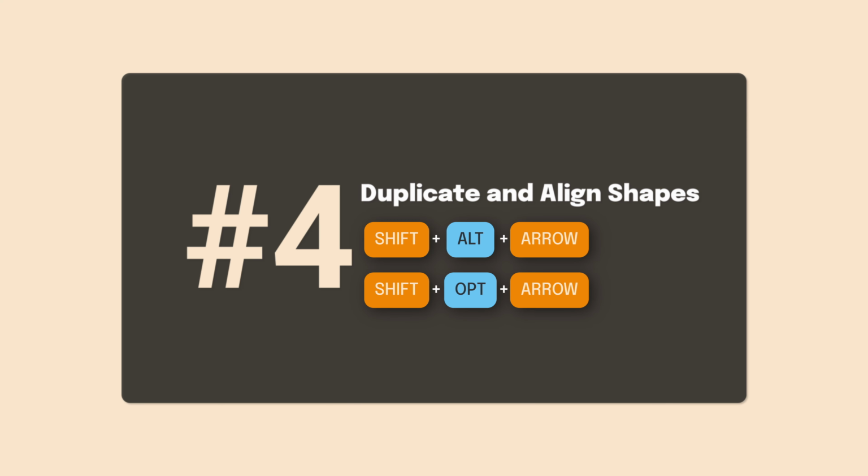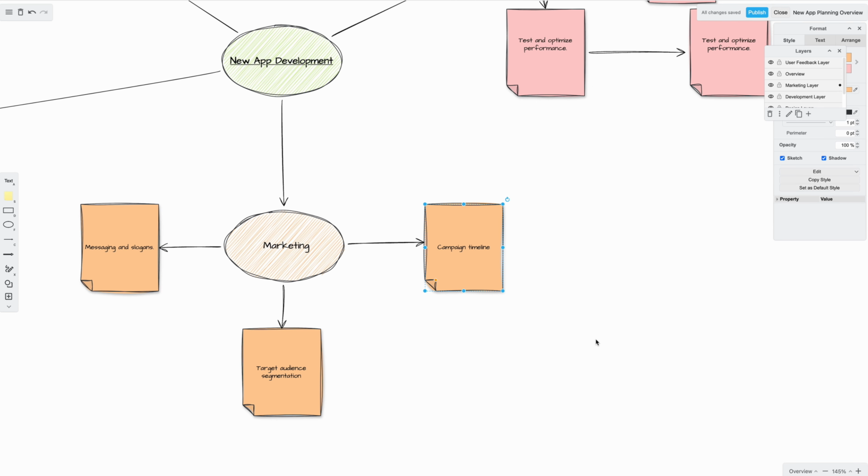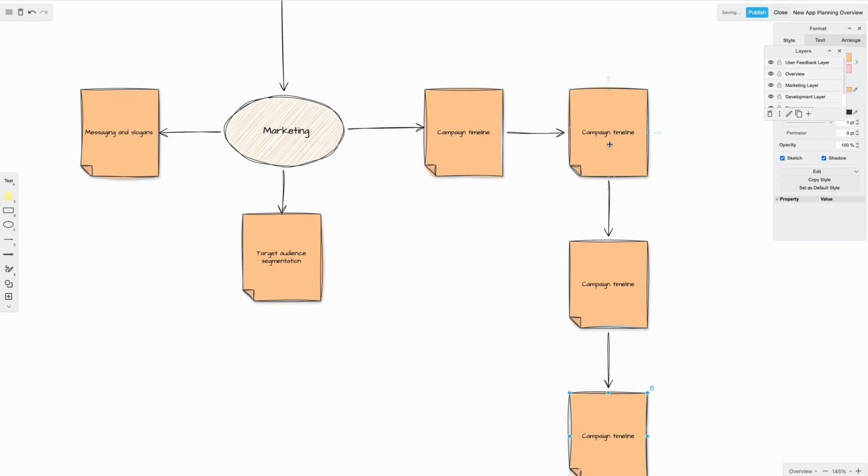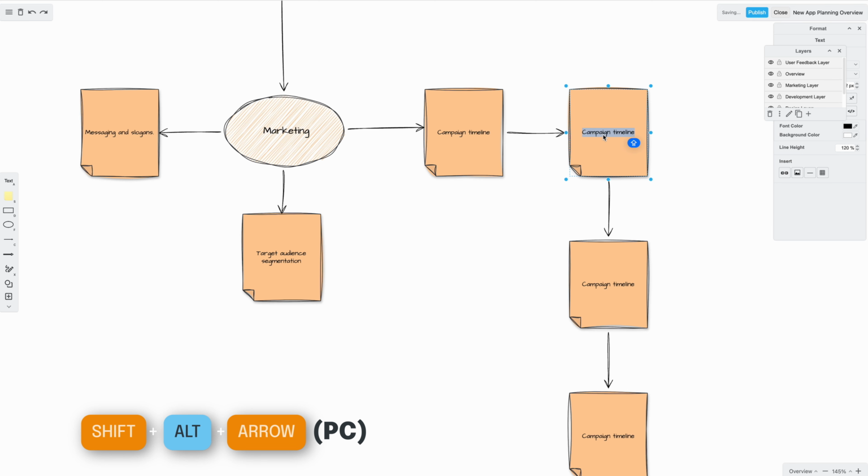Duplicate and align shapes. All right, so this next shortcut is an easy way to duplicate and align shapes. On a Mac, using Shift Option Arrow allows me to create duplicates of any shapes in the direction of the arrow I pressed. If you're on a PC, the equivalent would be Shift Alt Arrow. I use this a lot when I'm creating things like org charts and I need multiple boxes quickly.